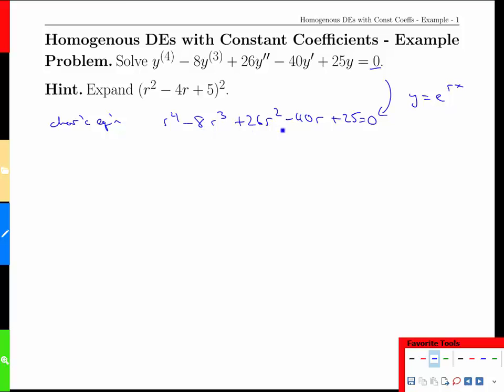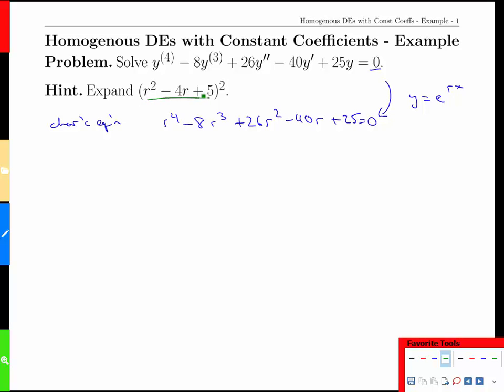Now again, this is a fourth degree polynomial. It can be hard to solve. We could try guessing and checking, but someone thoughtfully gave us a hint before this. So let's just do a little aside here.